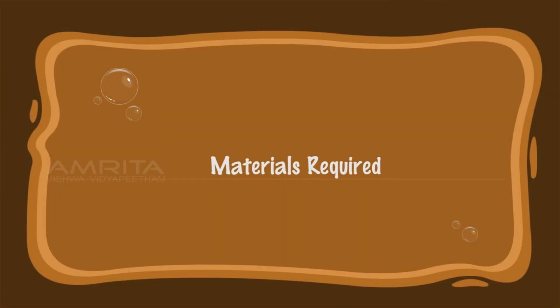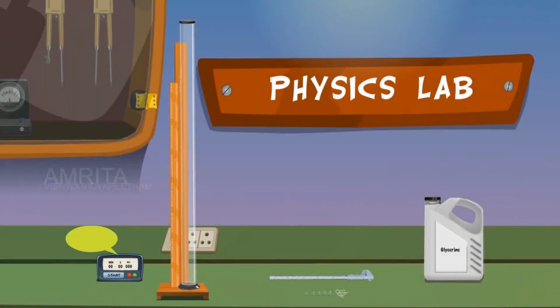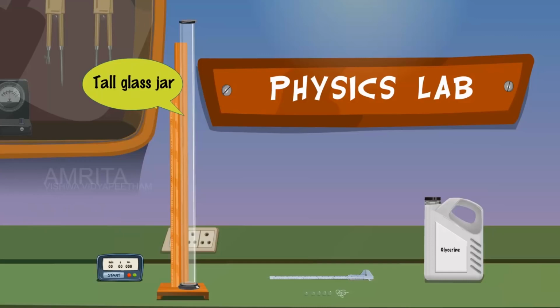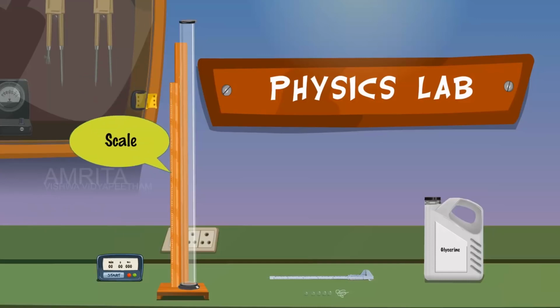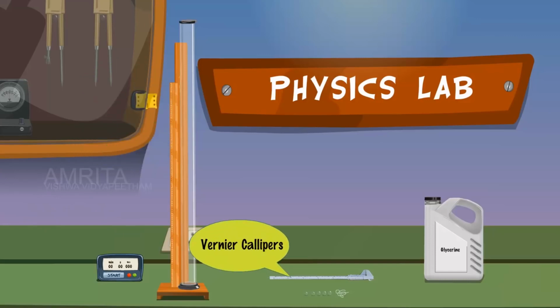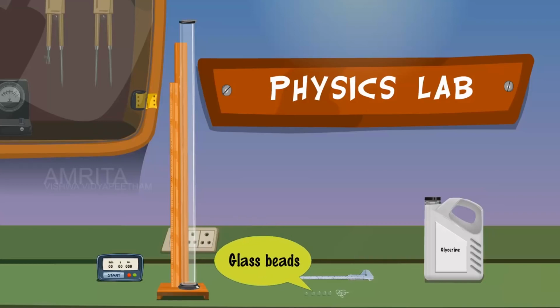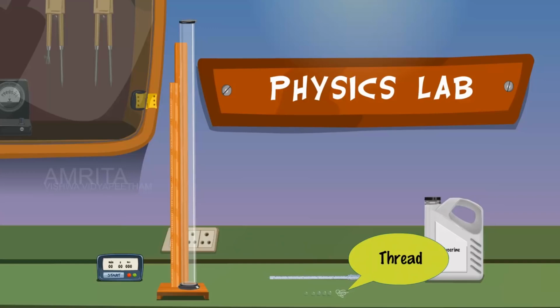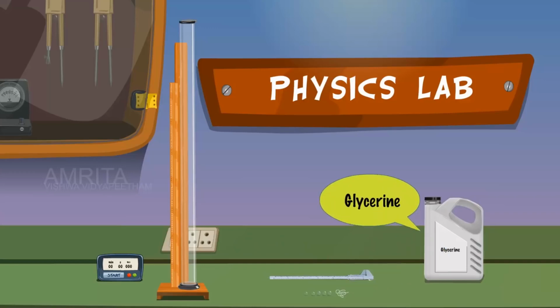Viscosity. Materials required: stopwatch, tall glass jar, scale, vernier calipers, glass beads, thread, glycerine.